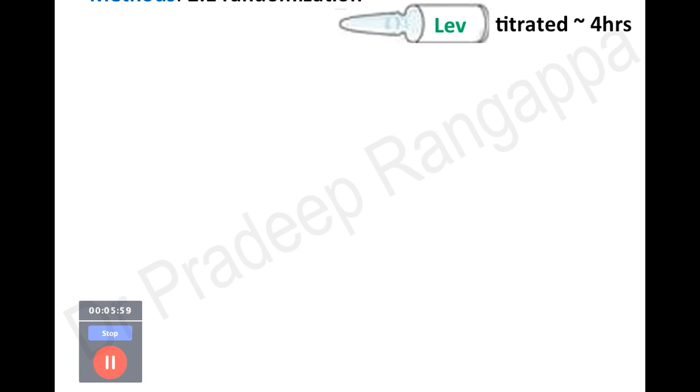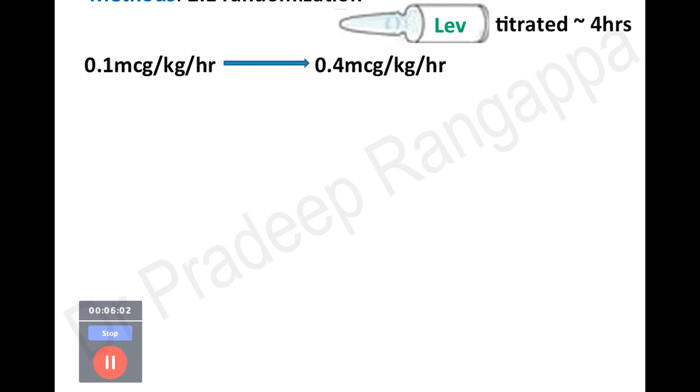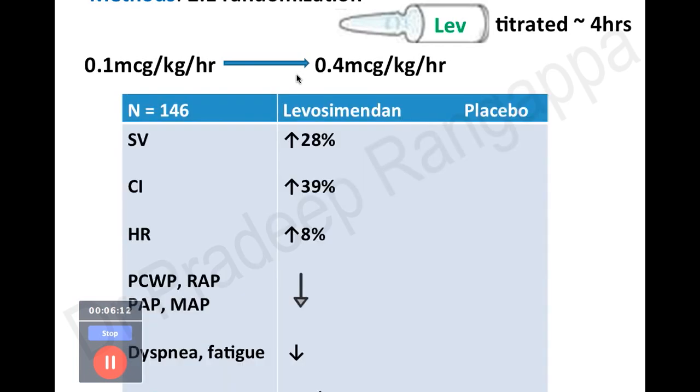So in the study, they did a 2:1 randomization. The levosimendan was titrated over 4 hours. In this study, they gave a dose of 0.1 micrograms per kg per hour, and titrated it up to 0.4 micrograms per kg per hour. They had 146 patients on levosimendan, and they compared with placebo. As you see, they looked at all these indices.